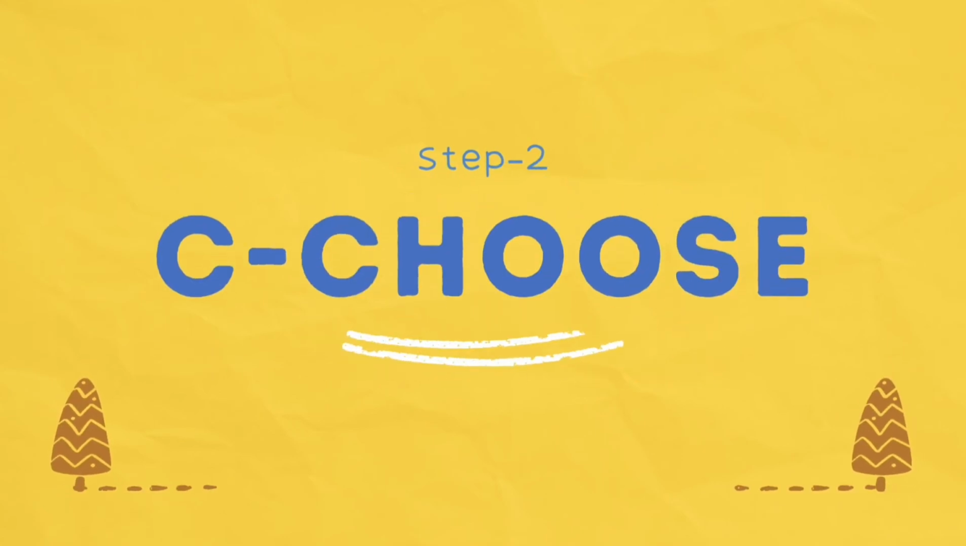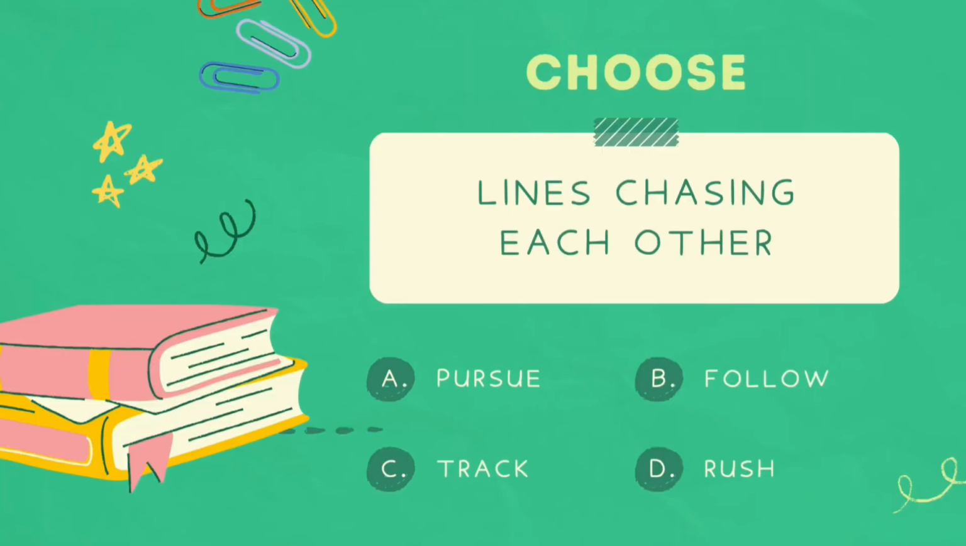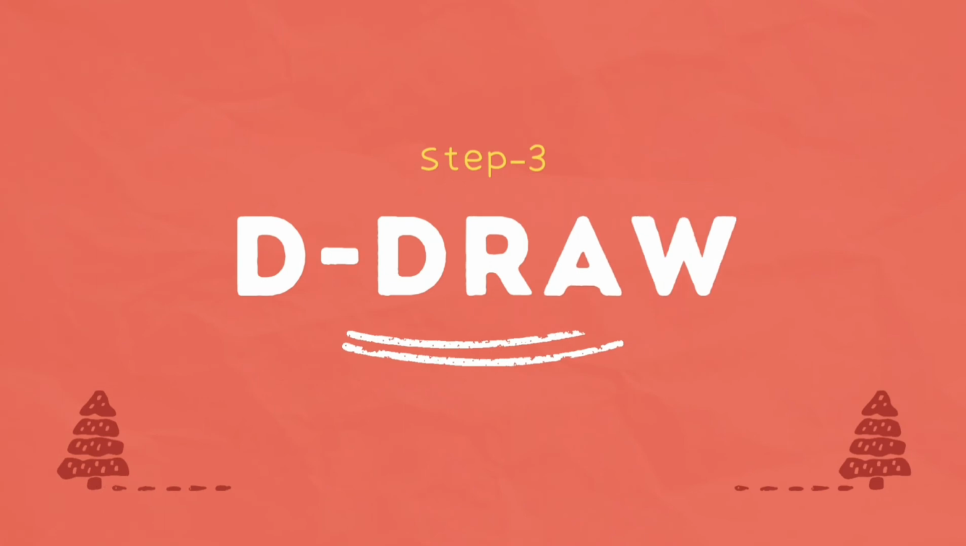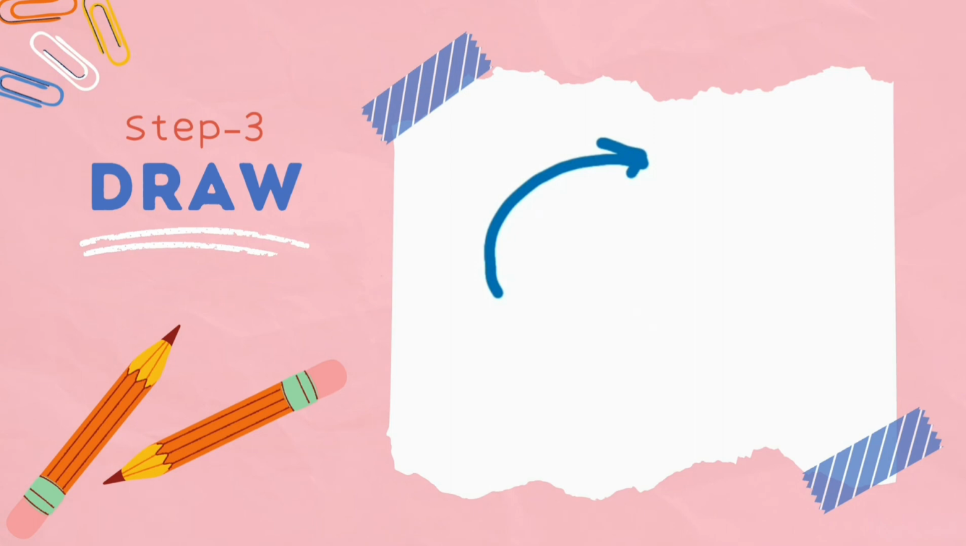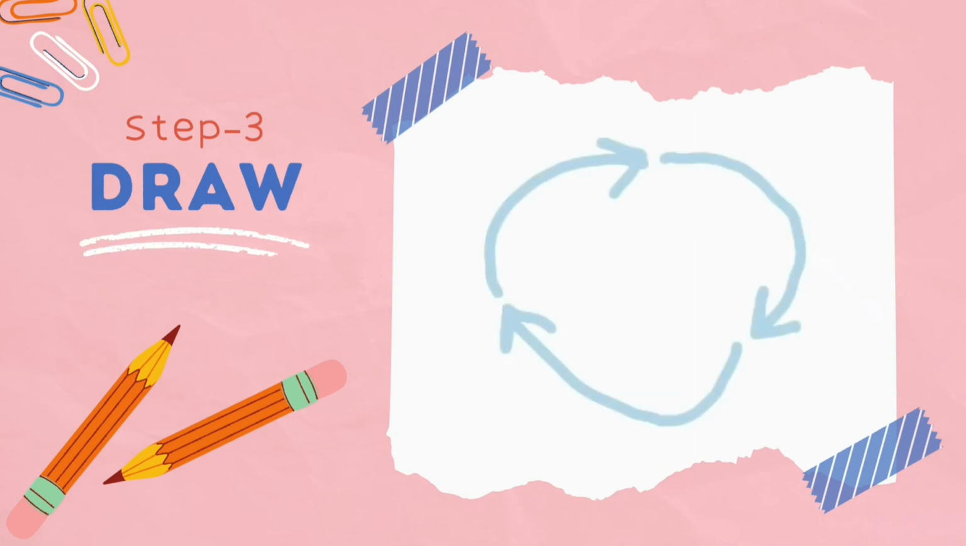So the lines that can be used for depicting such emotions can be lines chasing each other. Now how will we show the lines chasing each other? This is very simple, guys. You have to just draw lines that show they are being followed by each other, right? So in this way we can depict chase.